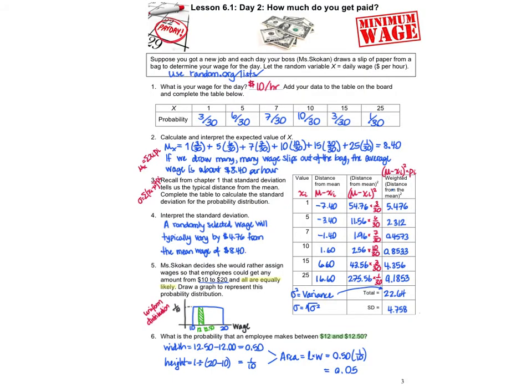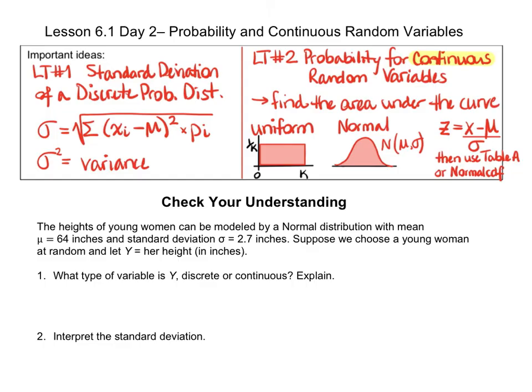Let's take a look now at the box of important information on the next page. Our first learning target had to do with finding the standard deviation of a discrete probability distribution. And here's the formal definition where we take the square root of the variance, which is the sum of the products of the differences between each individual outcome and the mean of the probability distribution, the square of that times the probability for that specific outcome.